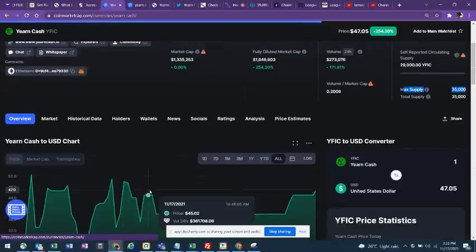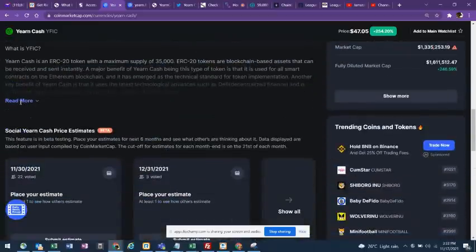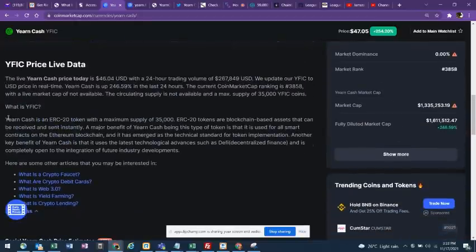And what else? Here in CoinMarketCap, there's also a description. What is YFIC here? It's an ERC20 token with a maximum supply of 35,000. ERC20 tokens are blockchain-based assets that can be received and sent instantly. A major benefit of YearCash being this type of token is that it is used for all smart contracts on the Ethereum blockchain. This statement is quite big. And that emerged as a technical standard for token implementation. Another key benefit of YearCash is that it uses the latest technology advances such as DeFi, decentralized finance, and is completely open to integration of future industrial developments. So guys, this is quite big.